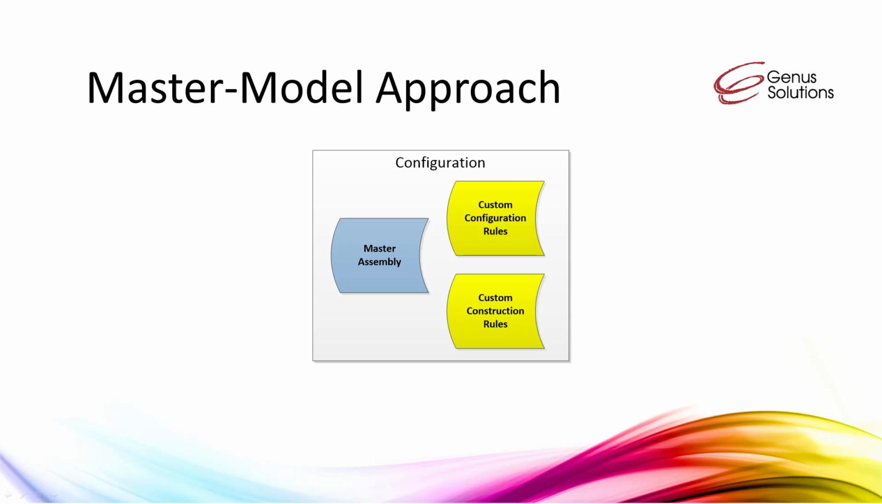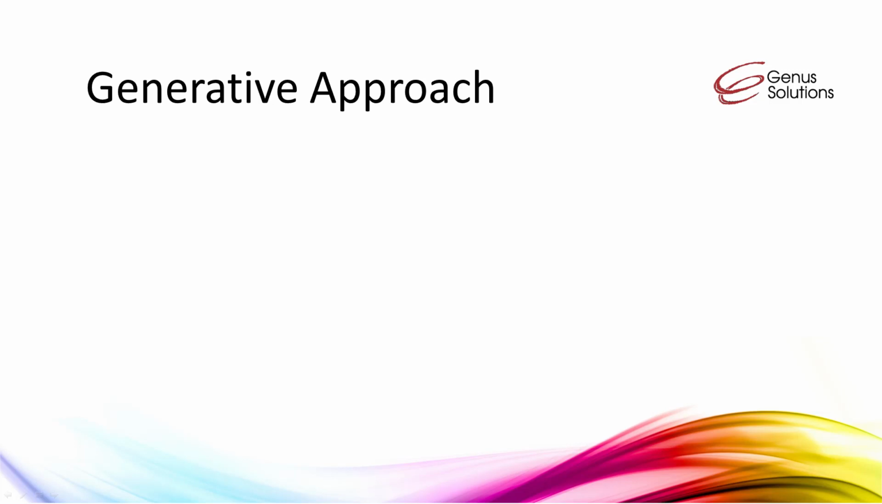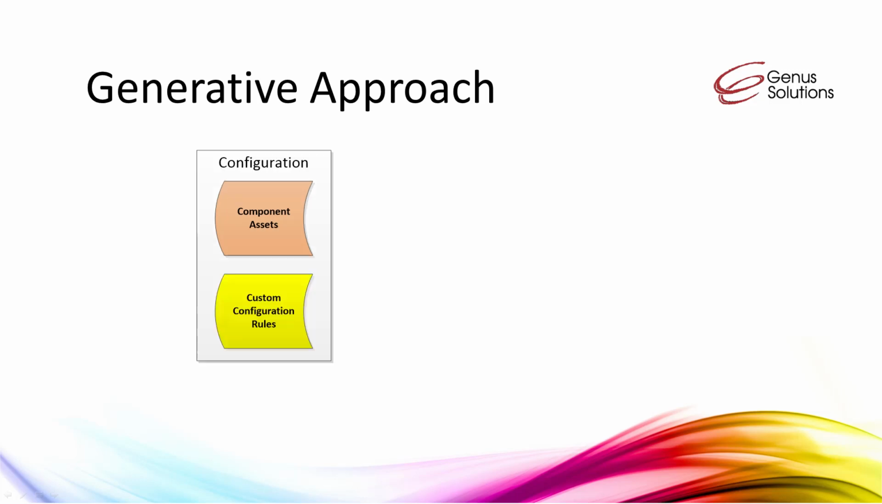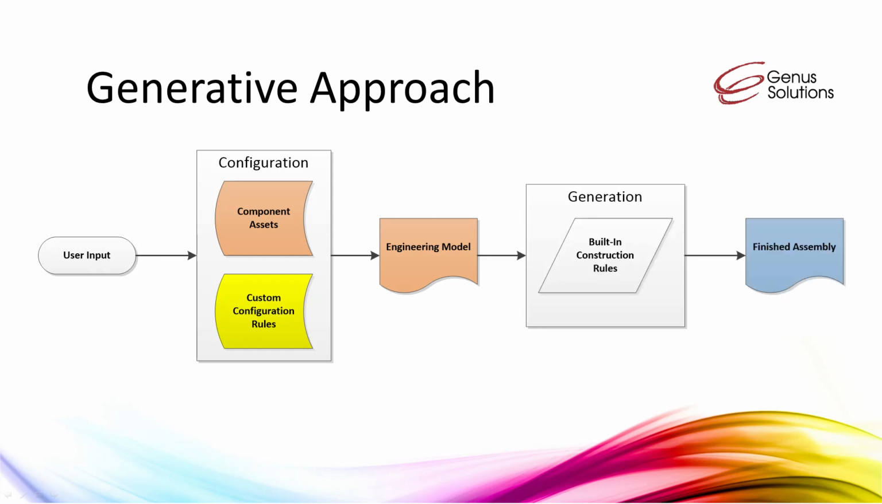A master model-based configurator begins with a master assembly, created in SOLIDWORKS. You then write rules that are used to reconfigure the master assembly, morphing it into the desired assembly. A generative configurator begins with individual component assets, not a master assembly. You write rules that are used to configure an engineering model describing the assembly you wish to build. The system uses this engineering model and its own built-in rules to automatically generate the corresponding assembly in SOLIDWORKS.